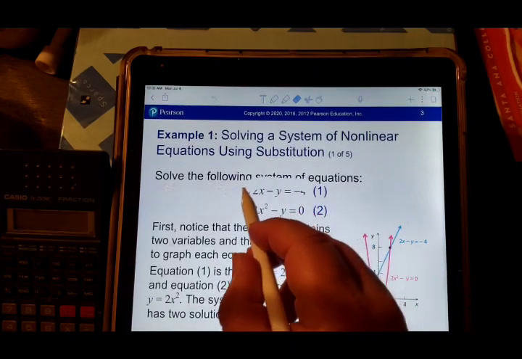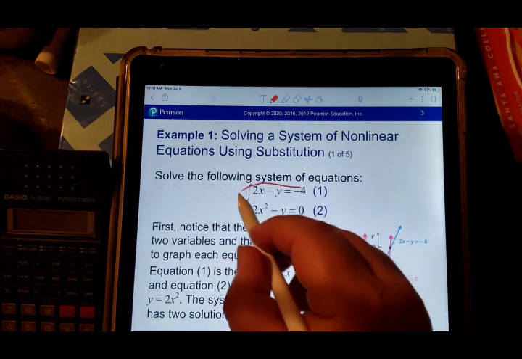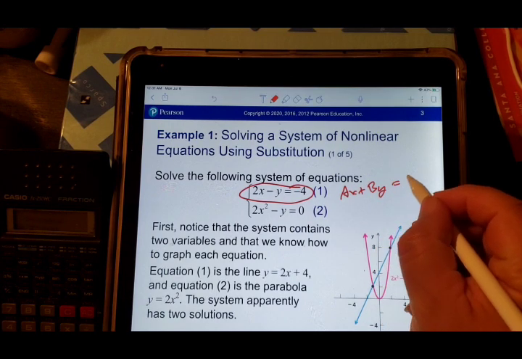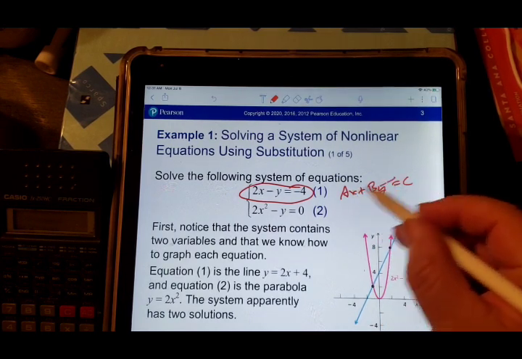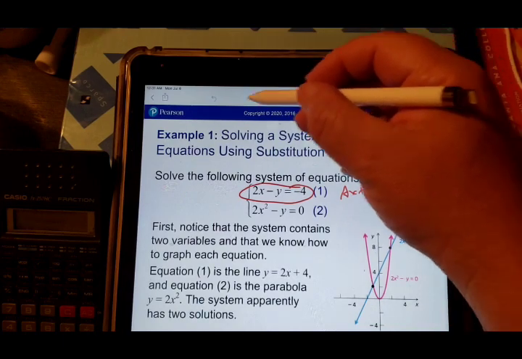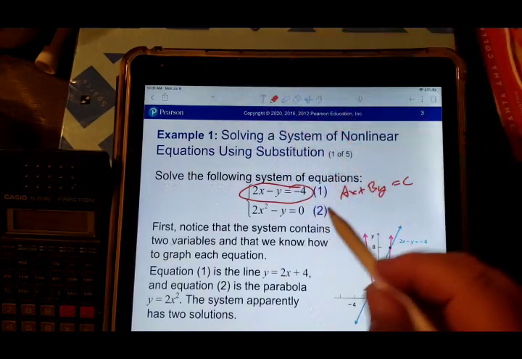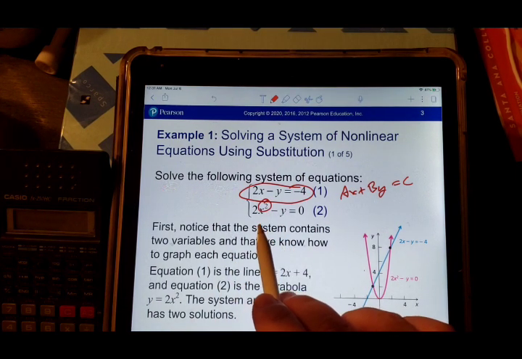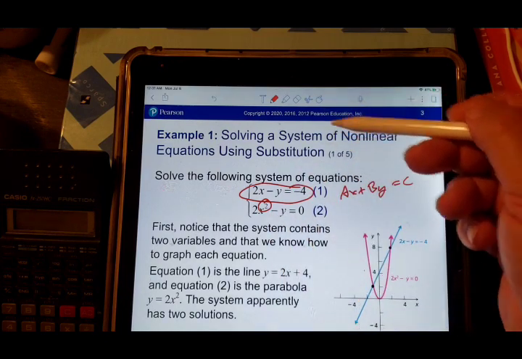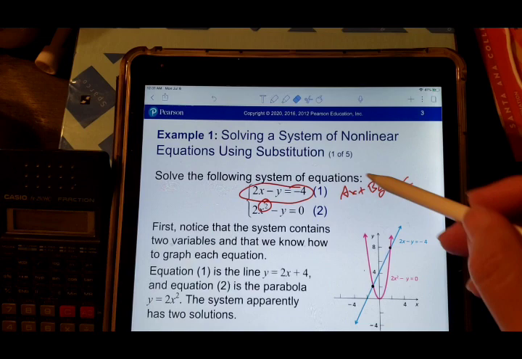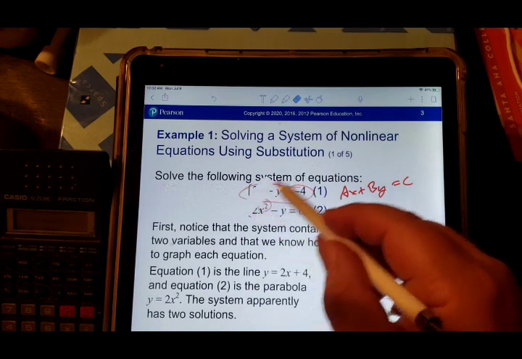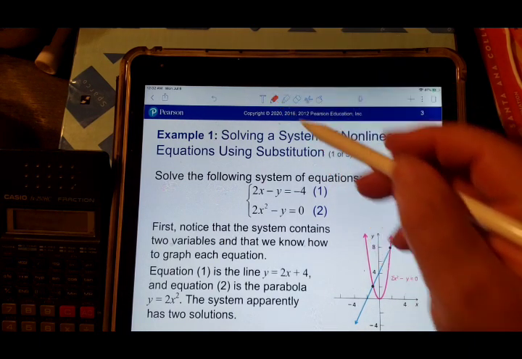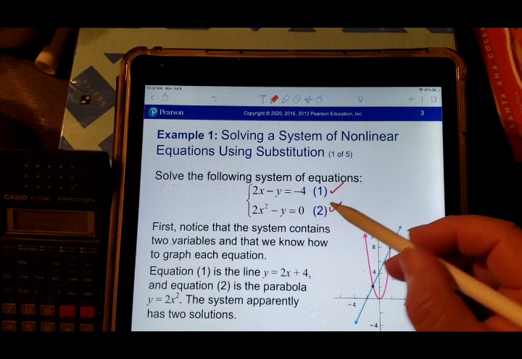Now this is a linear equation. The best way to spot a linear equation is just know it is ax plus by equals c with no exponents on the letters. It's linear. So because of this exponent here, that is not linear. So the system would be considered nonlinear if any part of it isn't linear. This particular system is a line and a parabola.